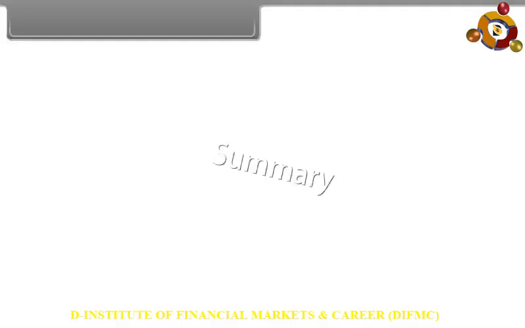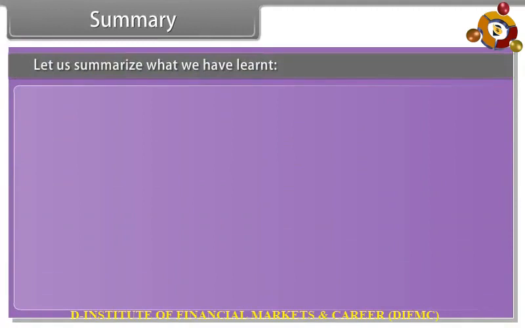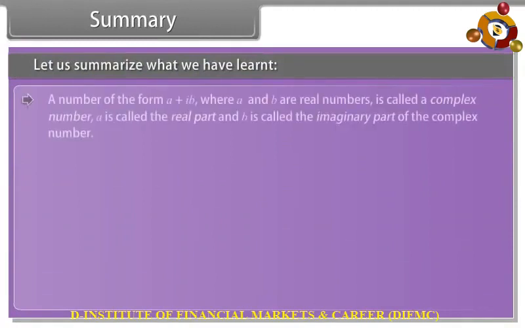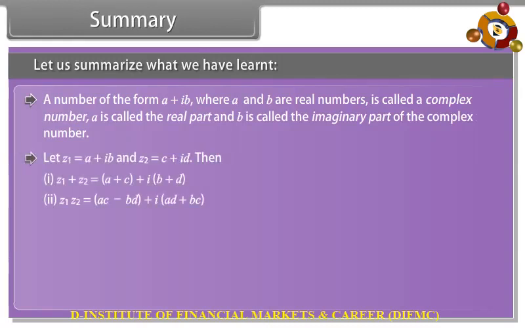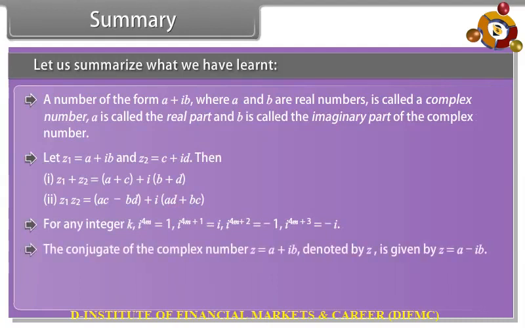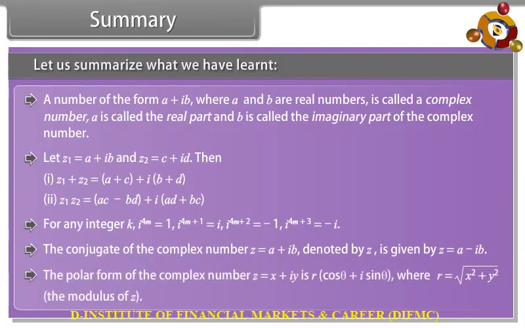Summary. Let us summarize what we have learned. A number of the form a plus b iota, where a and b are real numbers, is called a complex number. A is called the real part and b is called the imaginary part of the complex number. The conjugate of the complex number z is denoted by z bar. The polar form of the complex number is also defined.